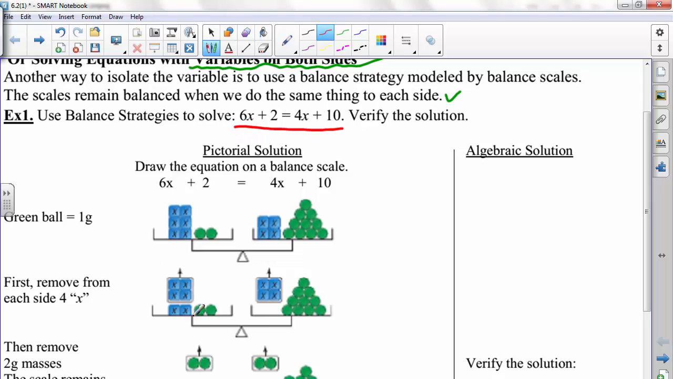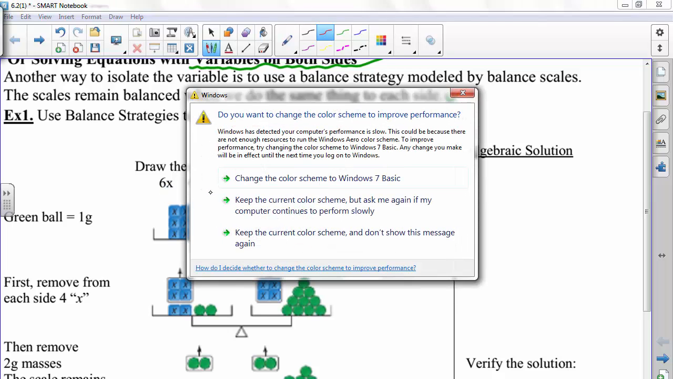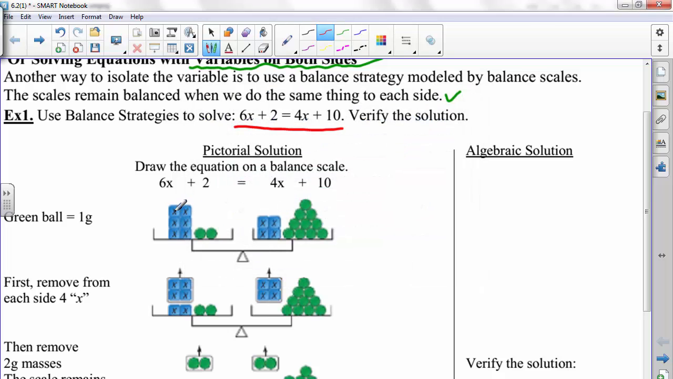So let's solve the equation by pictorial solution first. Then we will convert this pictorial solution to the algebraic solution. Let's draw the equation for the left side and the right side on a balanced scale. 6x plus 2, this is the left side, which means I draw 6 blue x boxes. Of course, you also can use the yellow rods to represent 6x. I will use the green ball to represent 1.